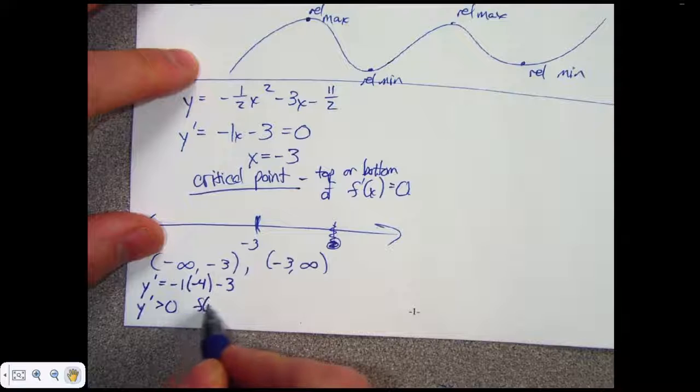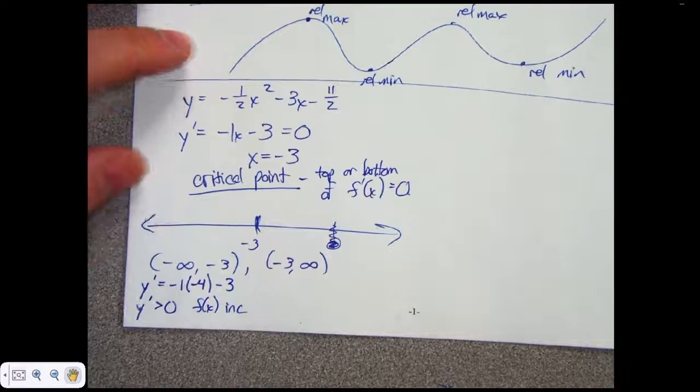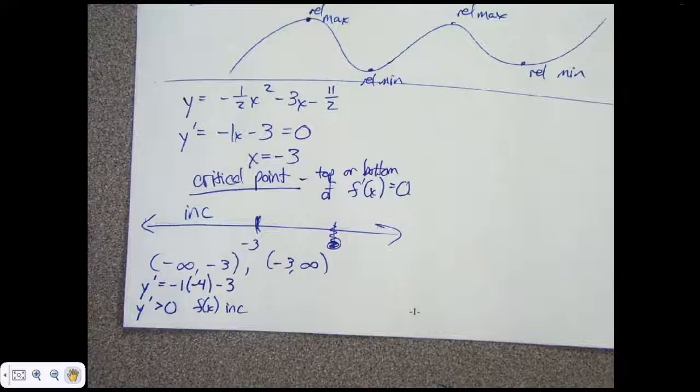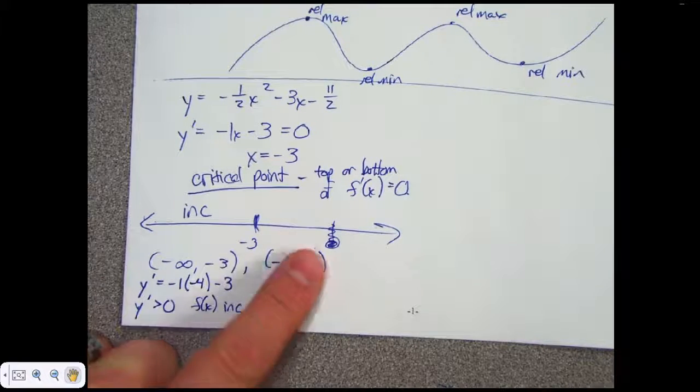That means f of x is increasing. So I'm going to go back up here, and I'm going to put increasing on that portion of the number line. But we're going to build this number line a little bit as we go. We'll add more and more things. Like we'll start putting stuff on the bottom of it too.